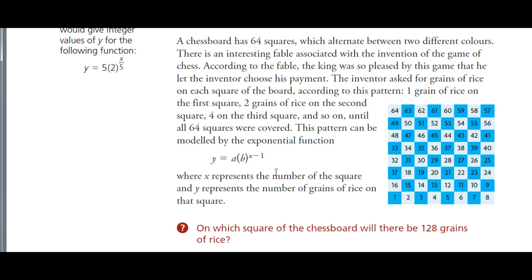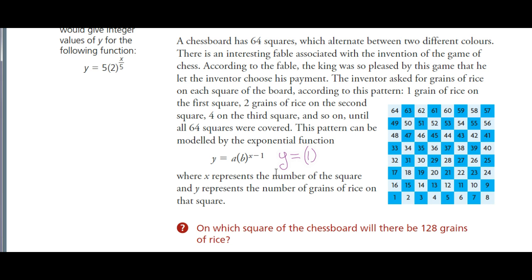This pattern can be modeled by the exponential function y equals a times b to the x minus 1. You notice there's a little adjustment in the exponent. We don't say y equals a times b to the x, we're saying y equals a times b to the x minus 1, where x represents the number of the square. The reason is we want to have 1 grain of rice on the first square, and then we want to double.